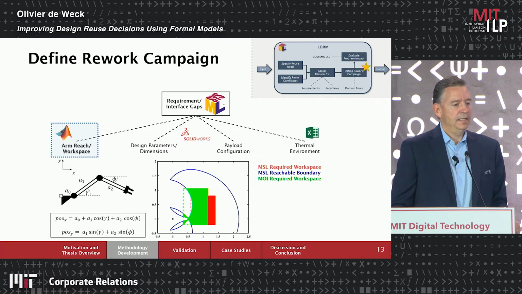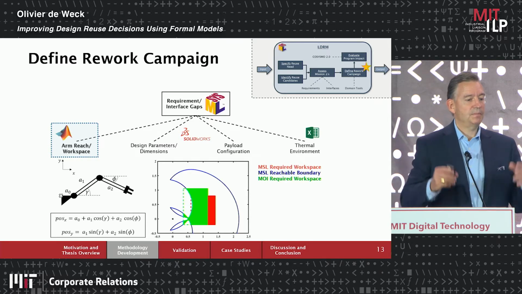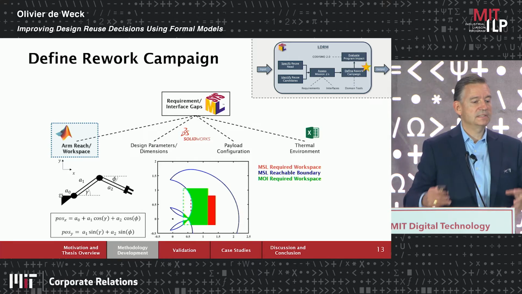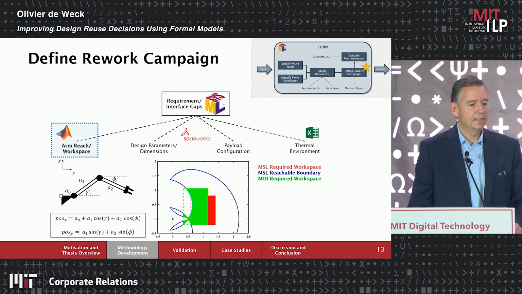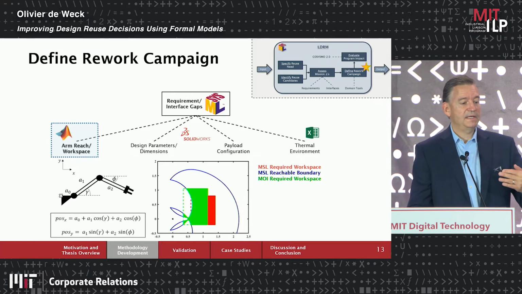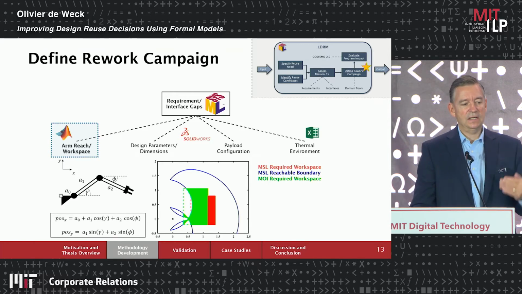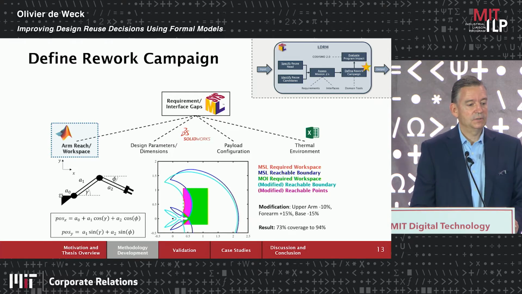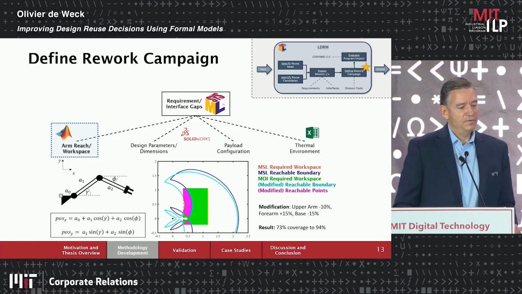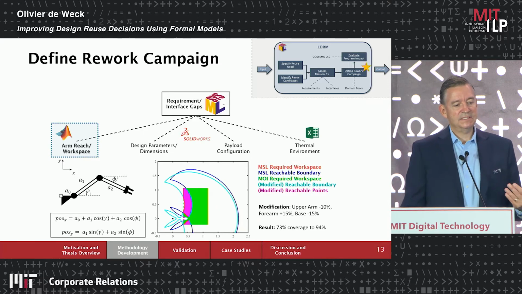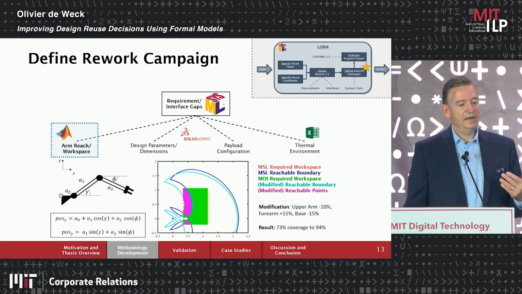So in blue, we see the reachable boundary for the MSL arm. So this is the arm that we are inheriting from potentially. And the required workspace is shown in red. And then in green, we see the required workspace for the new design. And you see they do not line up perfectly. And so the point is that if we do not modify, if we just use the MSL robotic arm, we have reachability problems. We cannot satisfy the requirements.